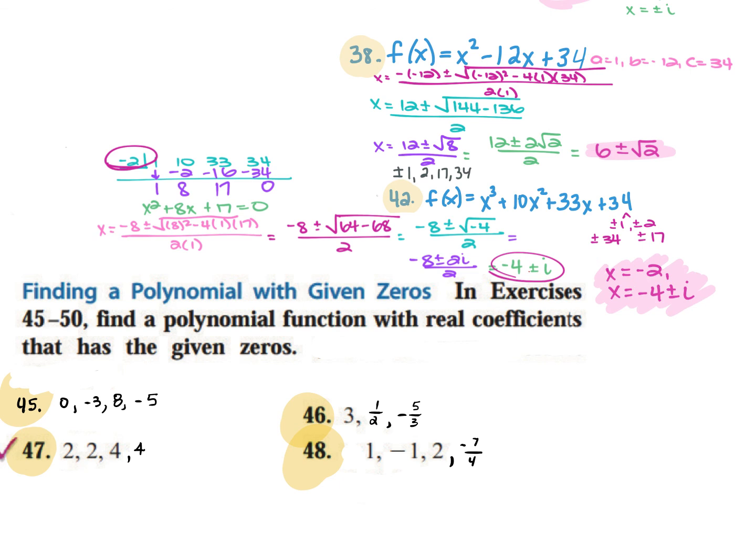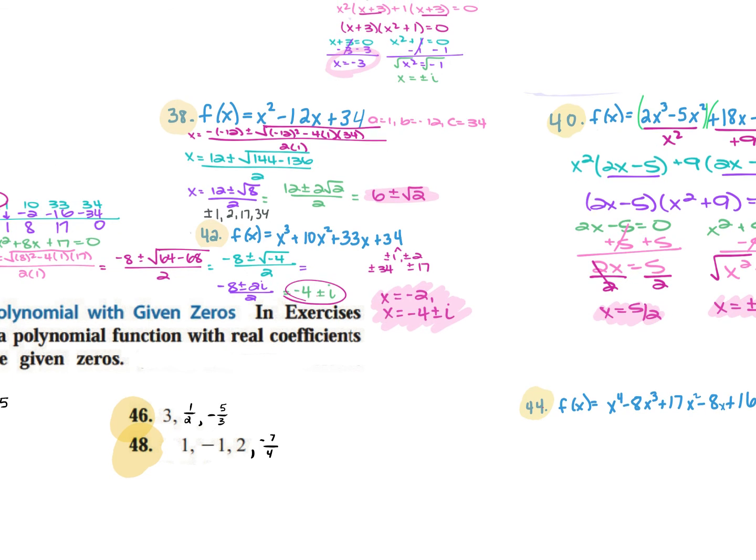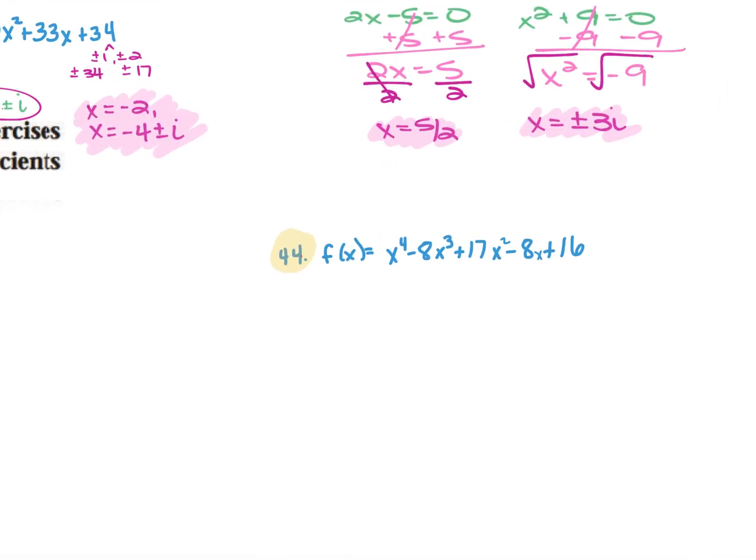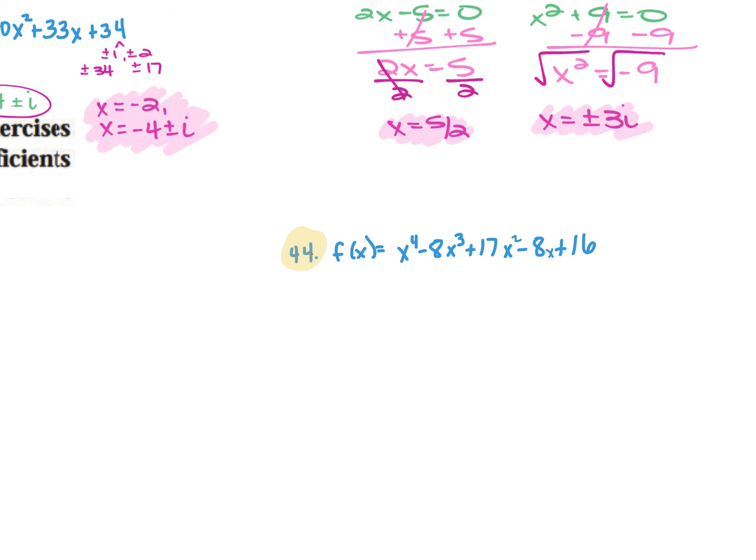For number 44, you have f of x is equal to x to the 4th power minus 8x cubed plus 17x squared minus 8x plus 16. Again, use your synthetic division. Your factors of that 16 are going to be plus or minus 1, plus or minus 16, plus or minus 2, plus or minus 8, and plus or minus 4. Again, since I've done this for you already, I know that the 4 will end up working. So we're going to use that one first with our synthetic division.